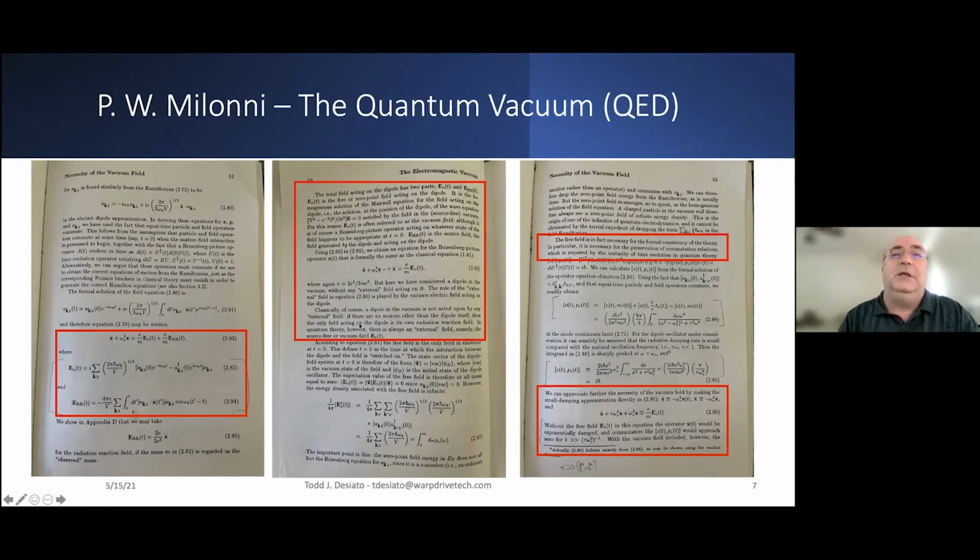And he says that classically, the dipole in a vacuum is not acted upon by any external field. But if there are no sources other than the dipole itself, then the only field acting on the dipole is its own radiation reaction field. But in quantum theory, there is always an external field, namely the source-free vacuum field. And moving over here, the field is in fact necessary for the formal consistency of the theory, and that's the vacuum field. In particular, it is necessary for the preservation of the commutation relations, which is required by the unitarity of time evolution in quantum theory.